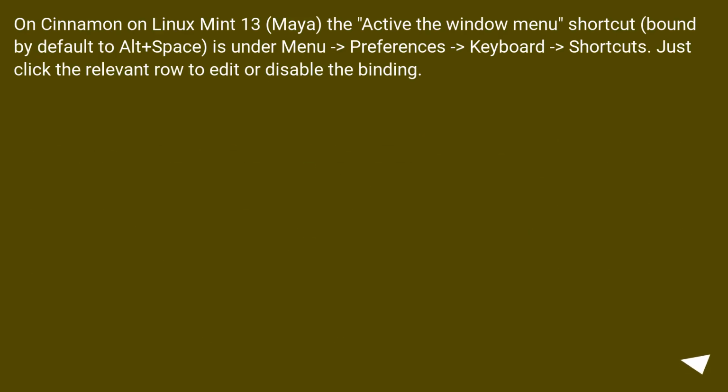On Cinnamon on Linux Mint 13 Maya, the active window menu shortcut, bound by default to Alt plus Space, is under Menu, Preferences, Keyboard, Shortcuts. Just click the relevant row to edit or disable the binding.